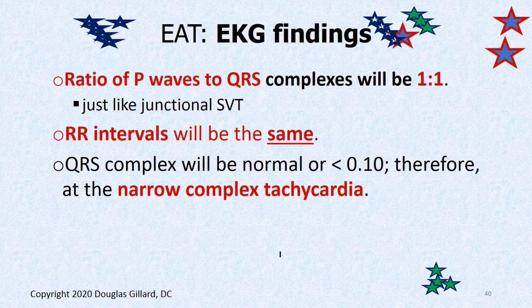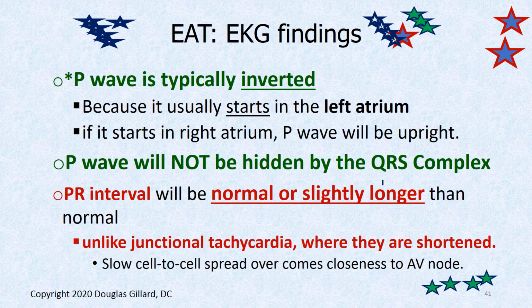EKG findings will still have a 1-to-1 ratio between P waves and QRS complexes. RR intervals will be the same. It will be a narrow complex tachycardia. The QRS complex will be under 0.10 seconds. The P wave is typically inverted. Why? Because the ectopic foci that causes this usually arises from the left atria.